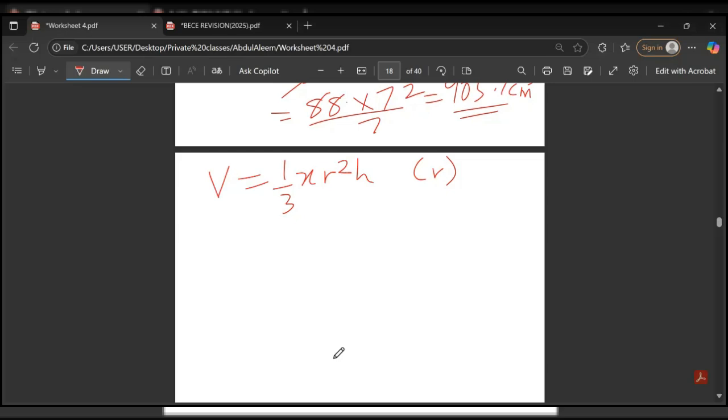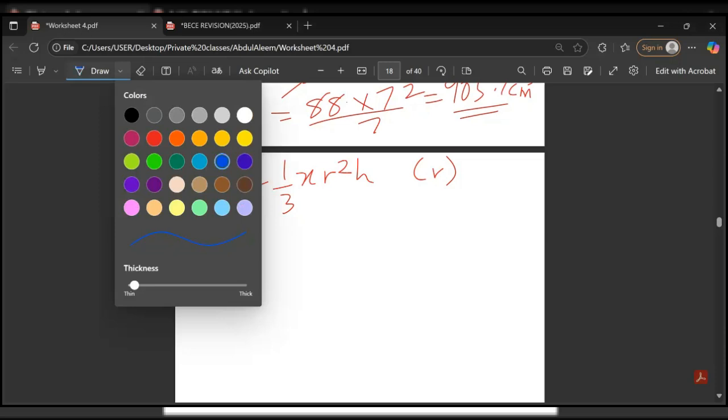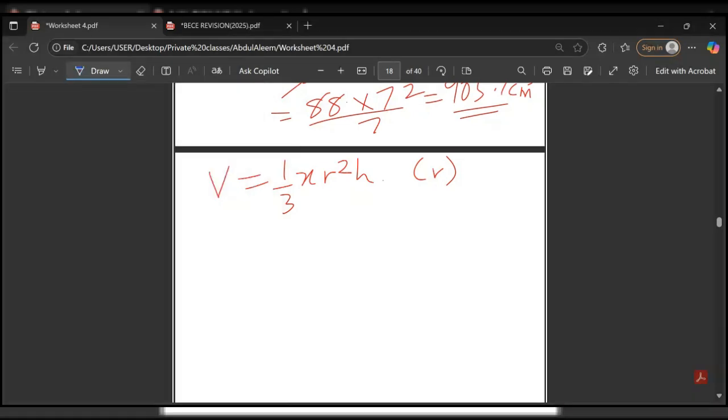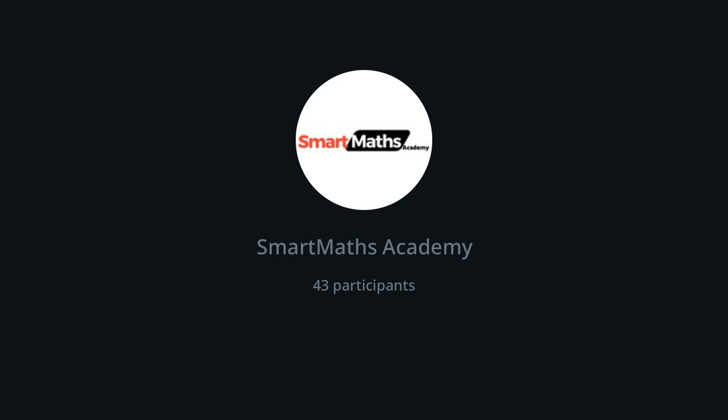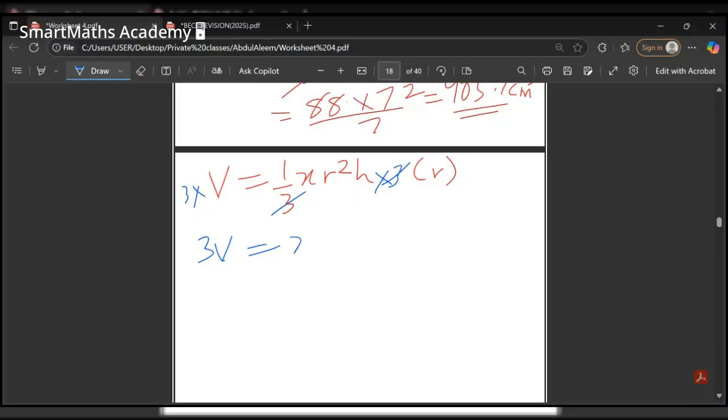Okay, so we want to make r the subject of formula. So what we're going to do is eliminate the fraction. To eliminate the fraction, we multiply both sides by 3. This multiply by 3, this also multiply by 3. In that case, we're going to have 3V equals 3, we cancel 3 here, then we have pi r squared h.